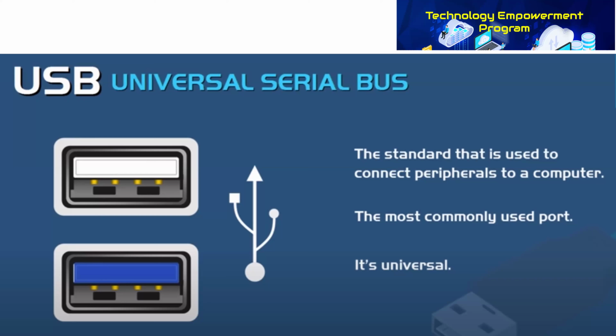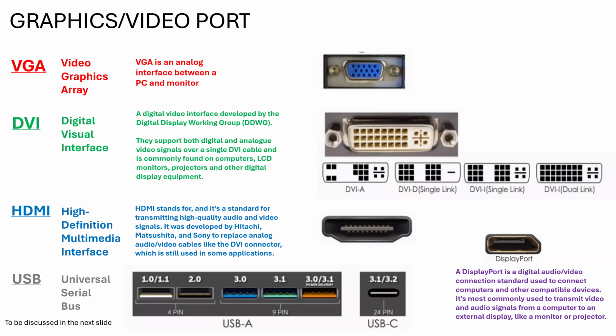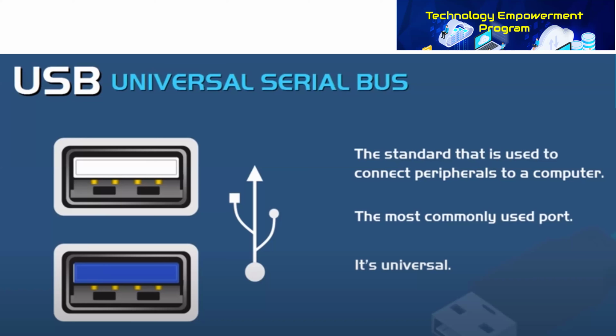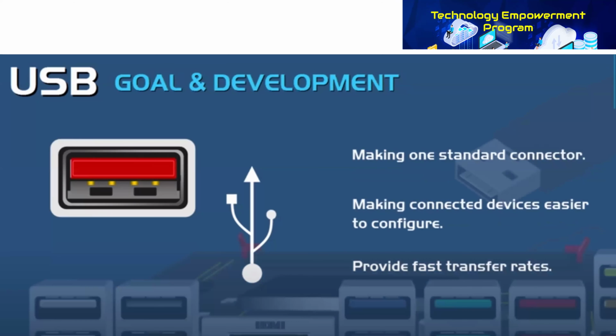So USB is a standard. I want us to understand it. Because of this, look at this slide. This slide looks messy. Why can't we unite all this instead of having different standards and call it universal? I hope you are following the story. So when we call it universal, we'll be able to do a lot of things with the same ports, right? Now, it is the most commonly used port now, and it is universal. What is the goal? The goal is to make one standard connection, making connected devices easy to configure and providing fast transfer rates.